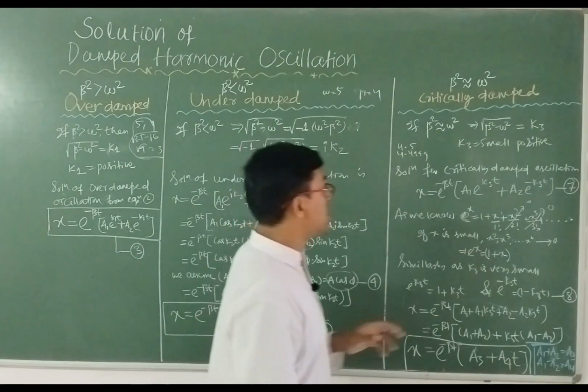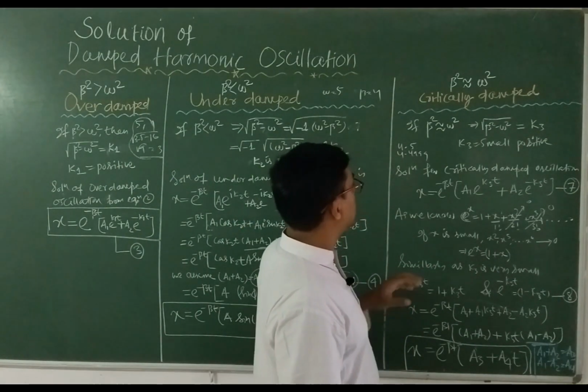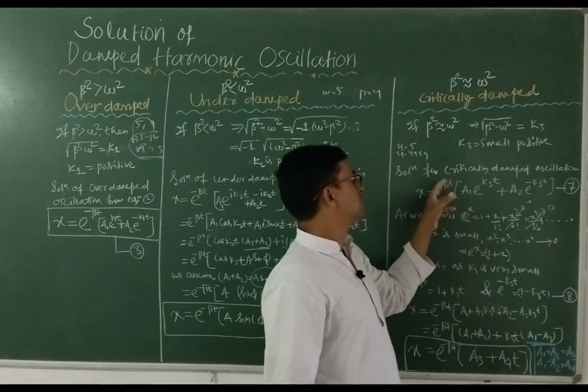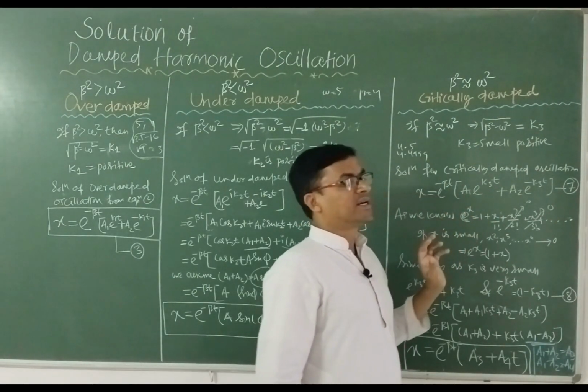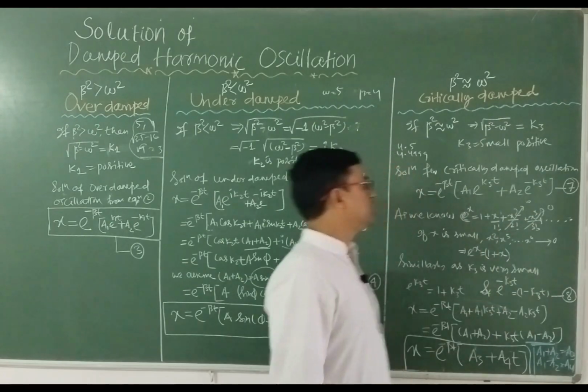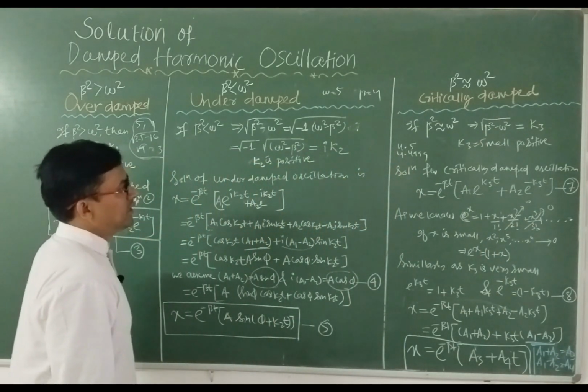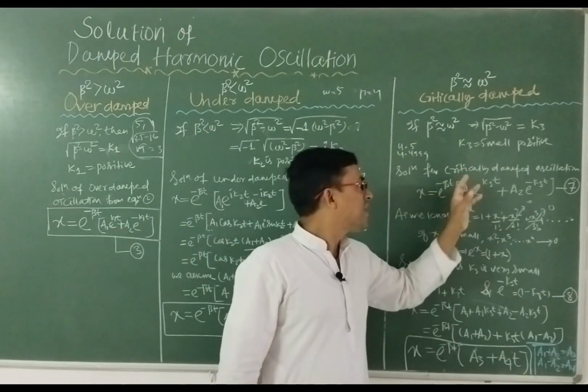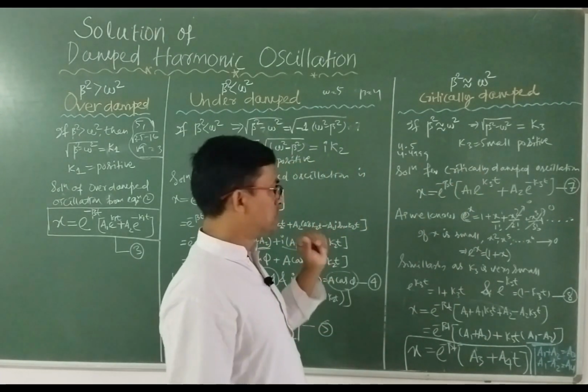Now come to the critically damped case. Here also something interesting: if we put this value k3t, then we will find e to the minus beta t, a1 e to the power k3t plus a2 e to the power minus k3t. Actually remember, this k3 is a very small value.